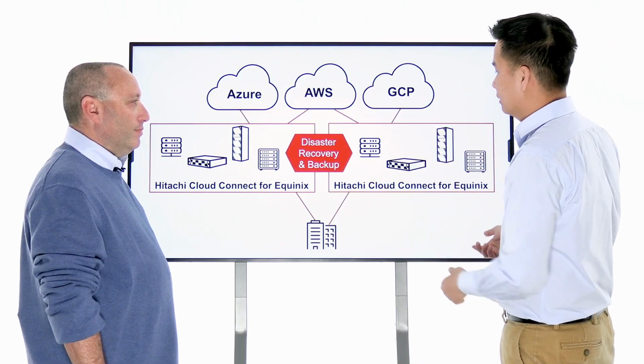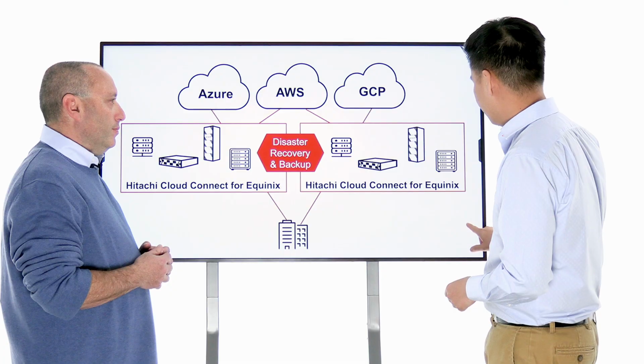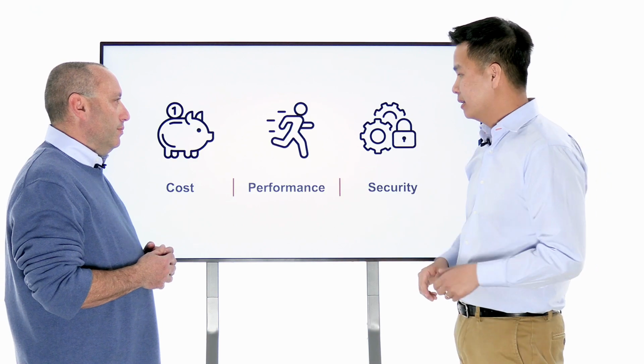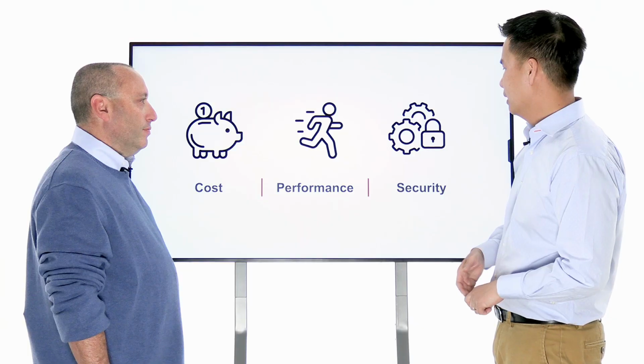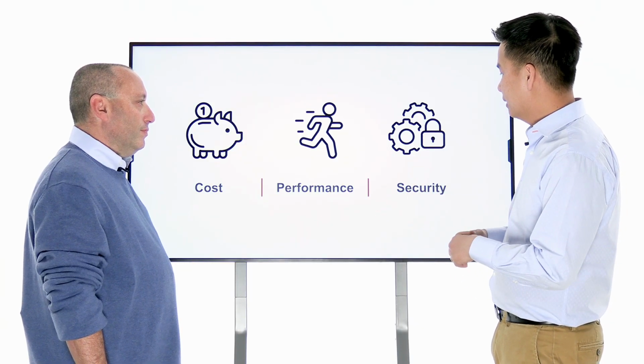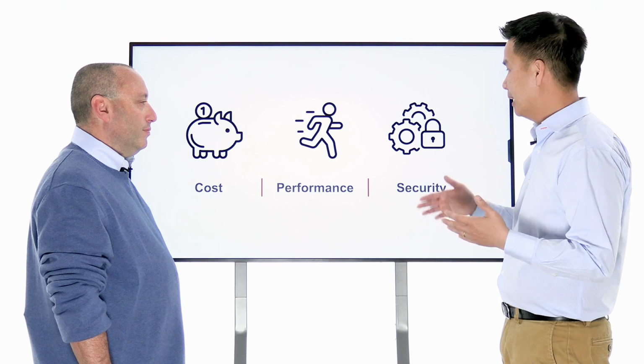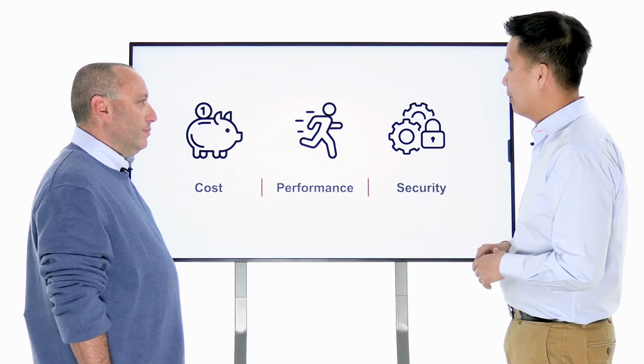Overall, Hitachi Cloud Connect for Equinix is a great solution. Let me summarize all the benefits. Starting with cost, simply by right-sizing our requirements and deploying the DR or backup site at Equinix, we reduce the cost of building a DR site, and the cost to staff and manage the DR site. For performance, this is driven by the capabilities of our VSP platform. And then security is driven by the fact that we're using a private network from Equinix that is highly secure. It doesn't go on the internet, and it has high throughput.